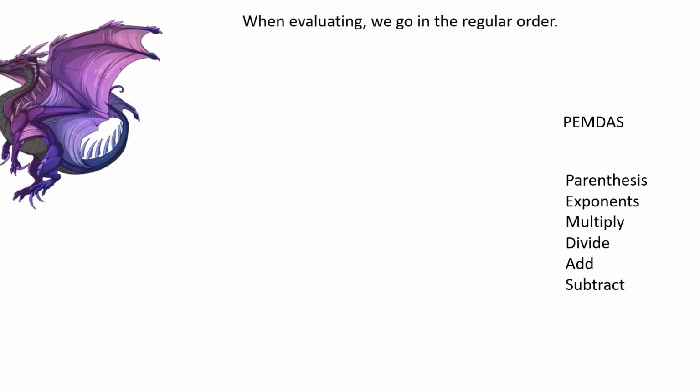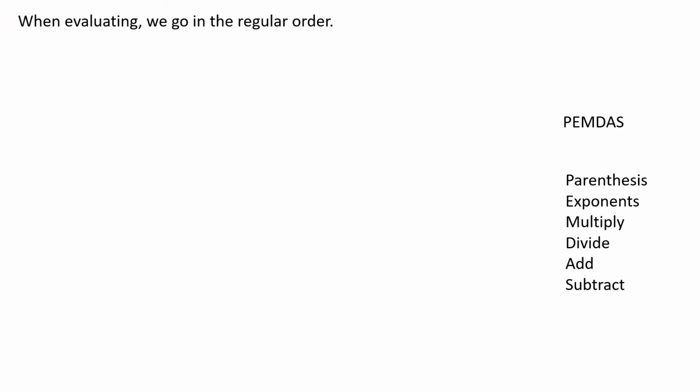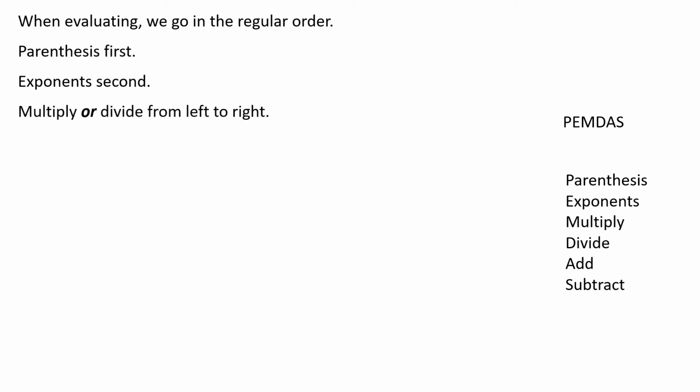Now, when we're evaluating, we go in the regular order, right? When we're solving for a mystery number x, that's when we go backward and undo things. But evaluating, we just go in the normal order. We will start by doing anything inside parentheses. If there are no parentheses or if we complete them, we'll then look for exponents. After completing any exponents, this is where it gets tricky. Remember, it's multiply or divide from left to right. And then the last step will be add or subtract from left to right.